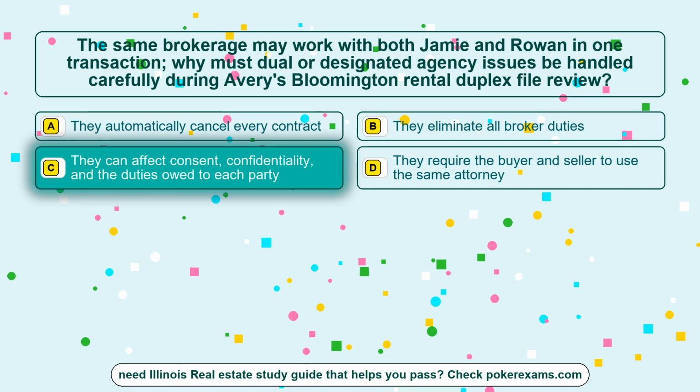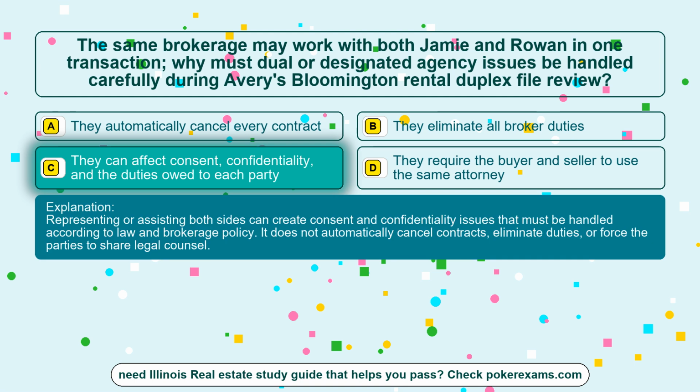The correct answer is option C. They can affect consent, confidentiality, and the duties owed to each party. Representing or assisting both sides can create consent and confidentiality issues that must be handled according to law and brokerage policy. It does not automatically cancel contracts, eliminate duties, or force the parties to share legal counsel.